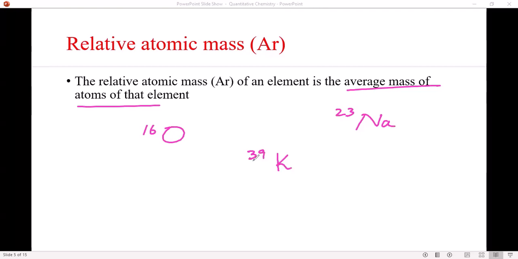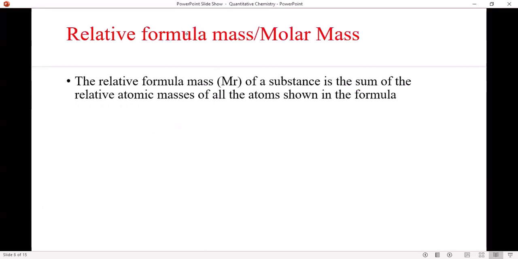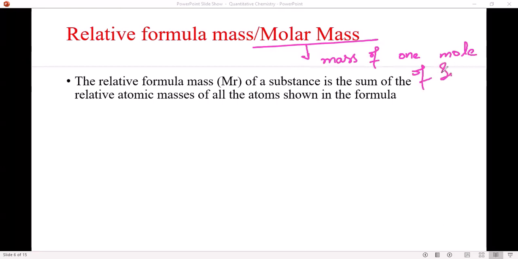I am just trying to make things easy for you guys. Everything is given in the book. Then relative formula mass or molar mass. We need to calculate molar mass. Molar mass is basically the mass of 1 mole of a substance. This is the molar mass.